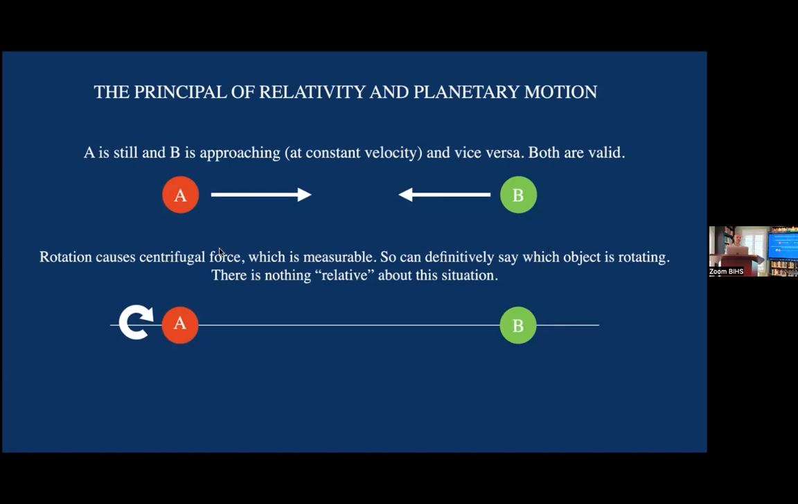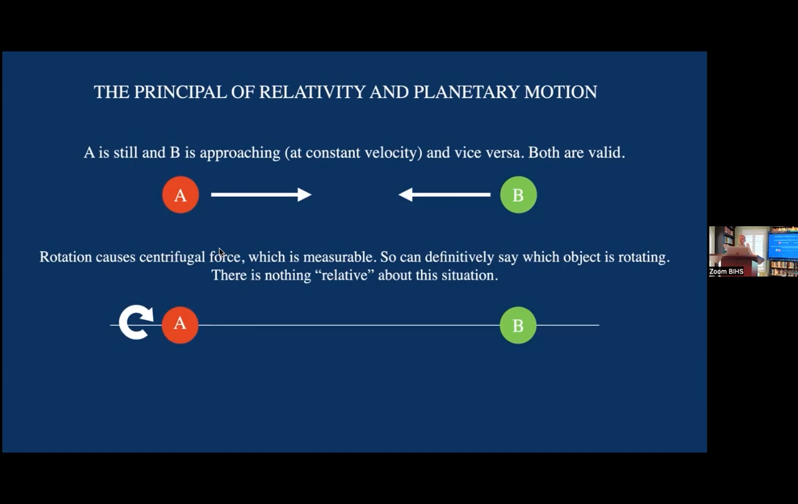Okay, but what about rotation? Rotation causes a centrifugal force. This is the force where, if you take a hard turn with your car to the left, you fall to the right. That's basically a rotational force that you can feel and measure. There's not really a relative situation about this.